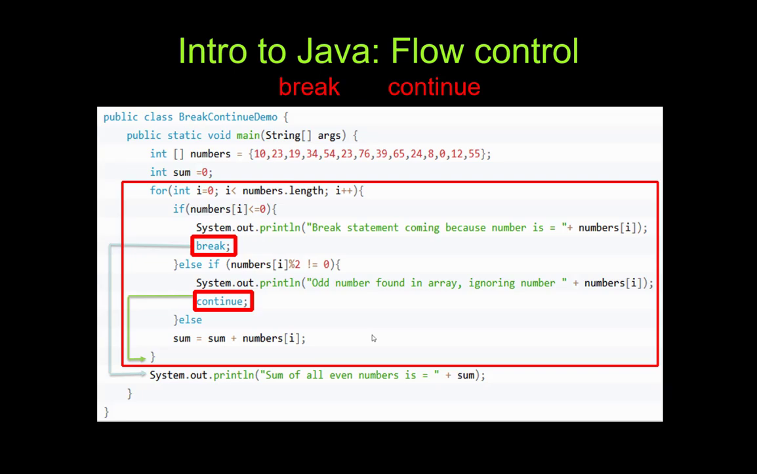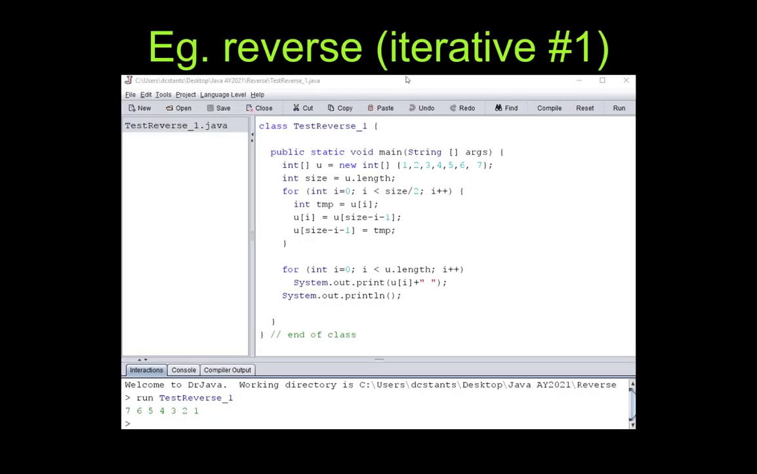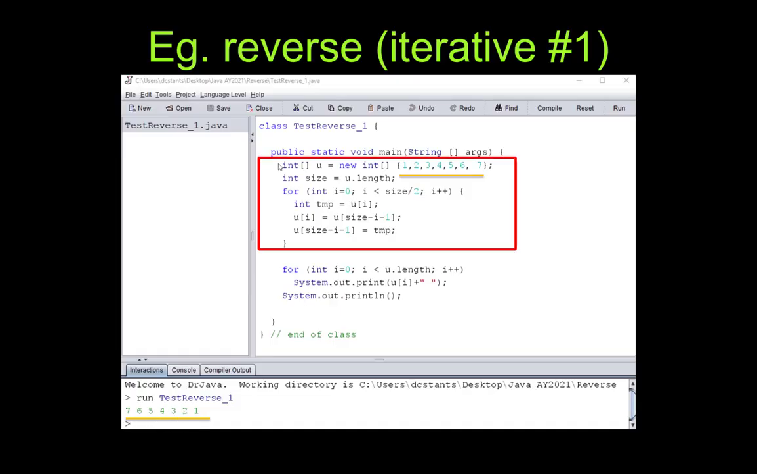Let's do a reversal of an array, which is a kind of tuple as you know from Python. Here is our iterative solution number 1. For the input 1, 2, 3, 4, 5, 6, 7, the output is to be 7, 6, 5, 4, 3, 2, 1. This part is the main code.